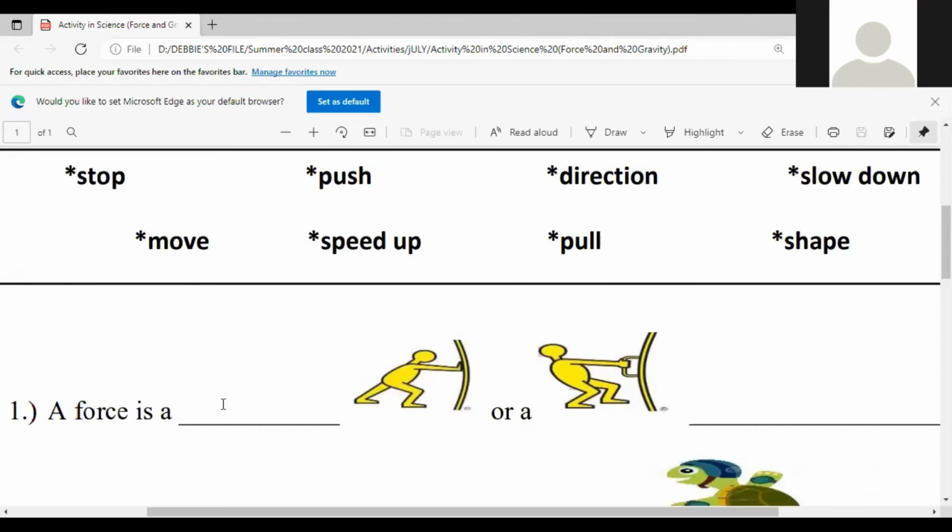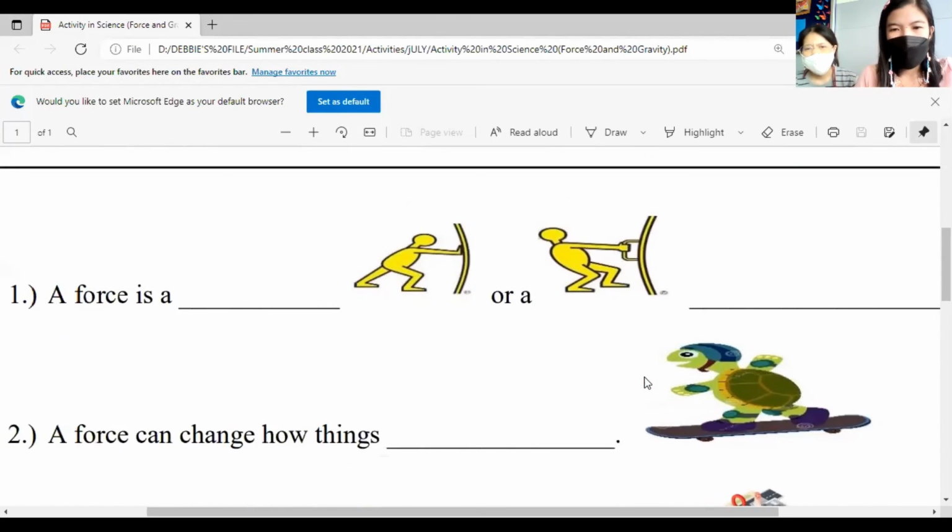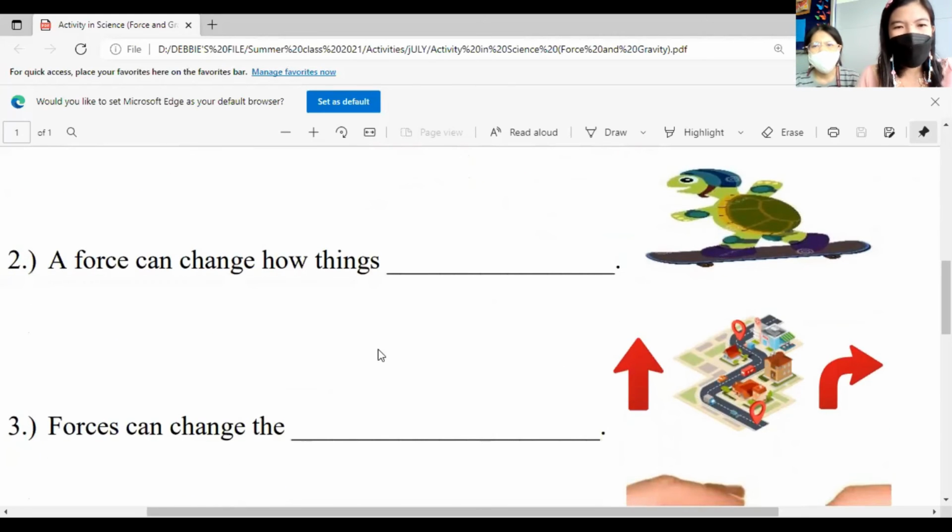A horse is a, what picture is this? ในรูปเป็นอะไร ดึงหรือเปล่า A horse is either a what? Push. Okay, so here the answer is push. That's right. Or a pull. Okay, so number one, you have there a horse is a push or a pull.